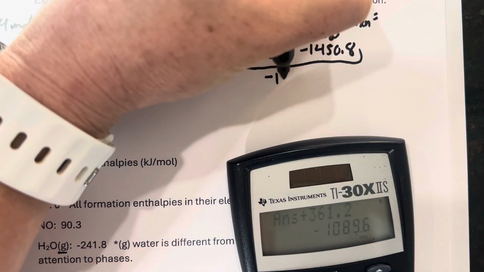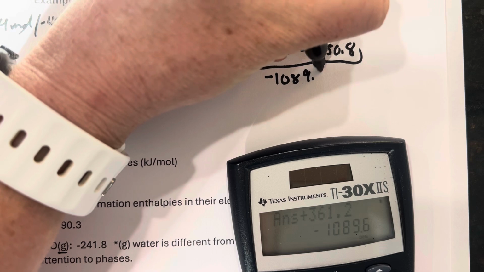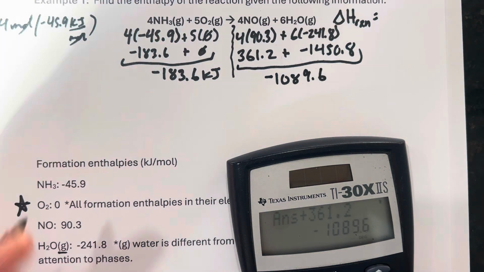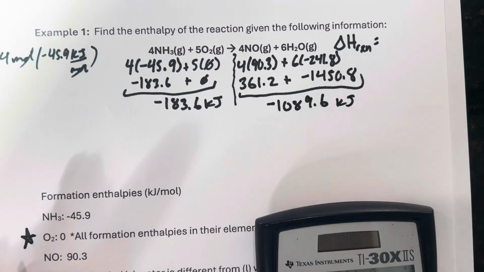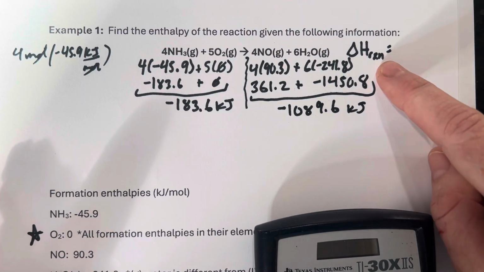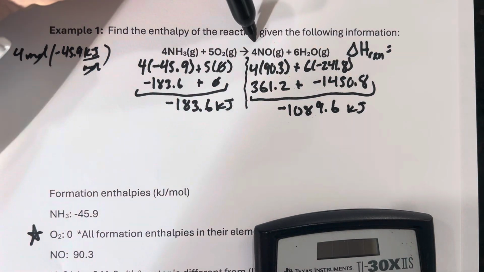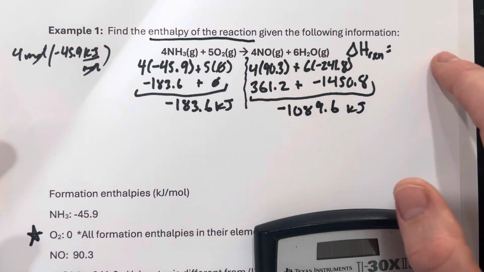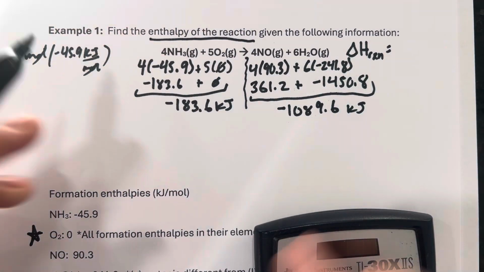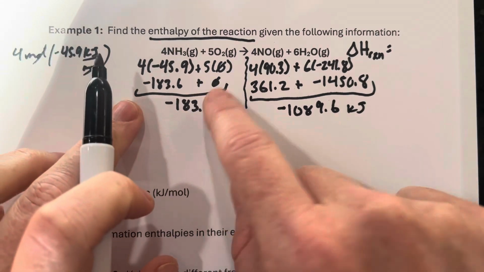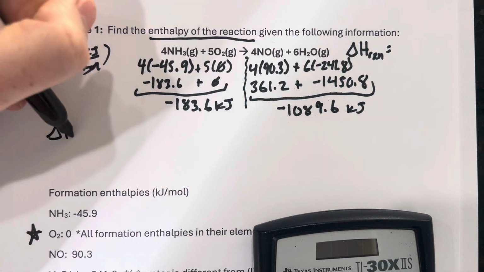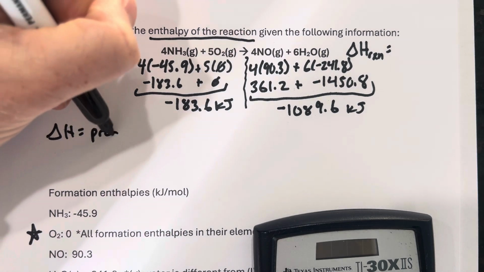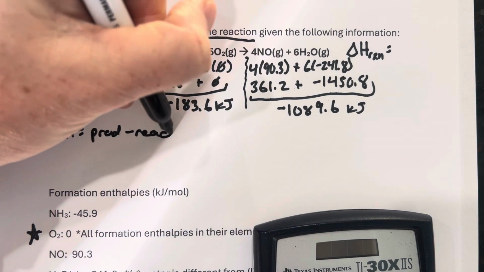And I get negative 1089.6 on this side. Okay. And again, that's kilojoules. Now it wants us to find the delta H of the reaction. That was our whole thing that we're trying to find. So in order to find that, all we do is take the products minus the reactants. Remember, the final thing minus the initial thing gives us a delta. So delta H equals products minus reactants.